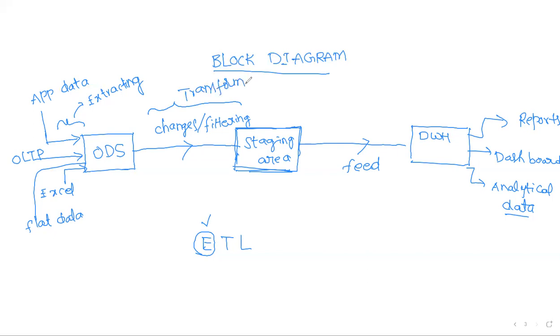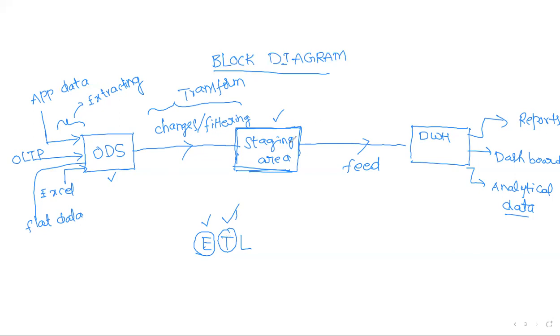Transform means you are changing from one form to another form. What is the change occurring here? In this ODS, you have big data and you are transforming it and converting it into some information that you are storing in the staging area. That is what exactly transform is. So E is for extracting, T is for transform, nothing but change or filtering something.